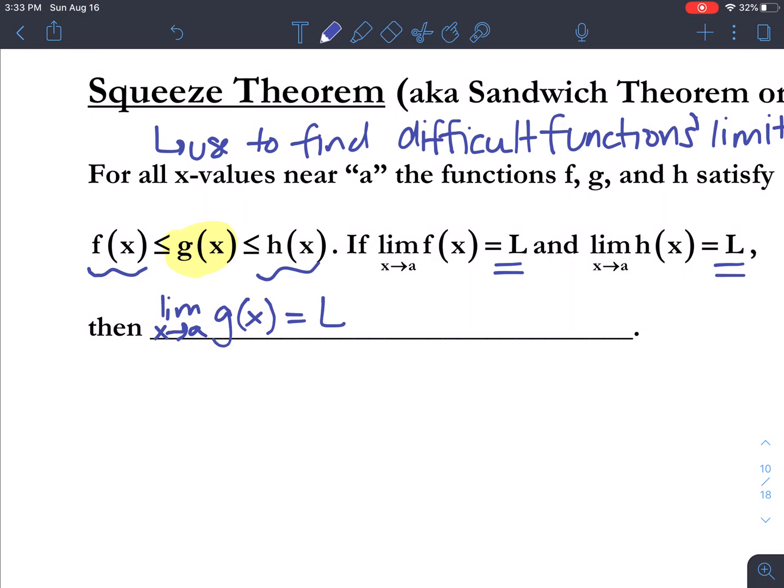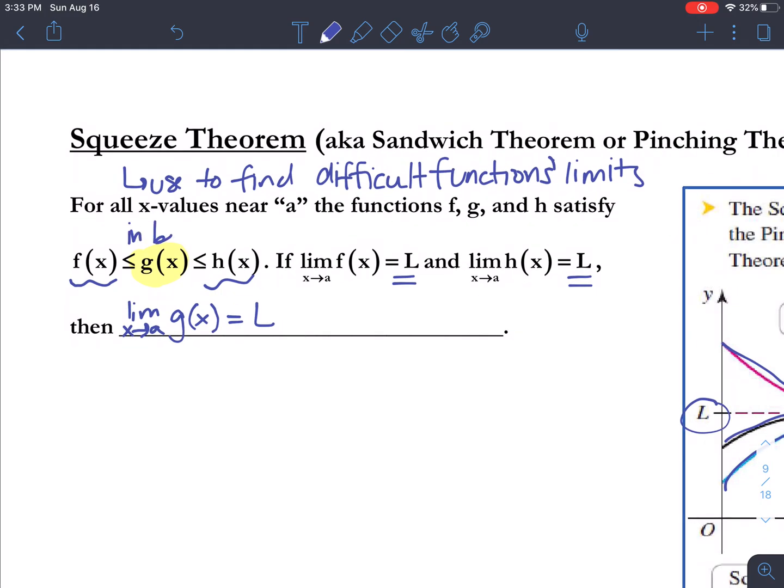So again, if I know a function g is always in between, this is the in-between guy, between f of x and h of x, then I know that if f of x approaches L near a and h of x approaches L, then g of x approaches L. Now, obviously, this is a lot of letters, and I want to give you a clear, real-world situation for this.